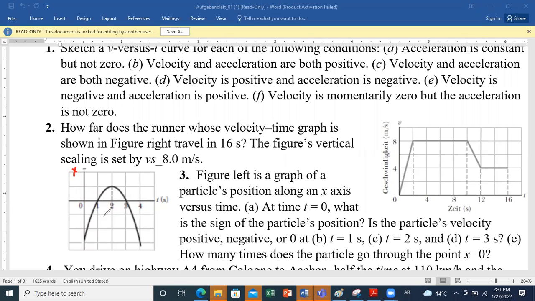Yes, exactly. When it will intersect the t axis, because the t axis corresponds to x equal 0. So to know how many times it will pass by 0, I just look at the intersection. It will intersect this axis at t equal 1 and at t equal 3 seconds.